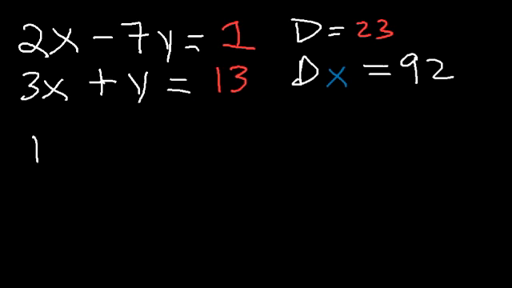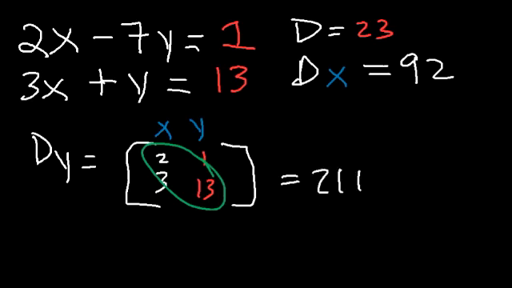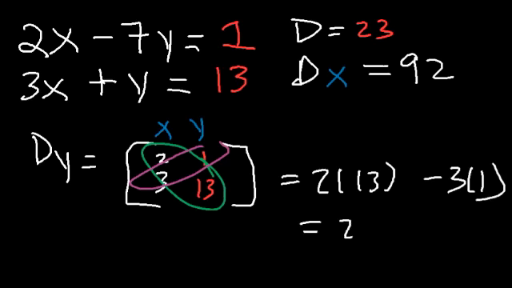Now let's calculate dy. So this is for x, this is for y. So x is going to be 2 and 3. And the column for y, we're going to replace the coefficients with c1 and c2. So it's going to be 1 and 13. Two times 13 minus 3 times 1 is basically 26 minus 3. So therefore, dy is equal to 23.